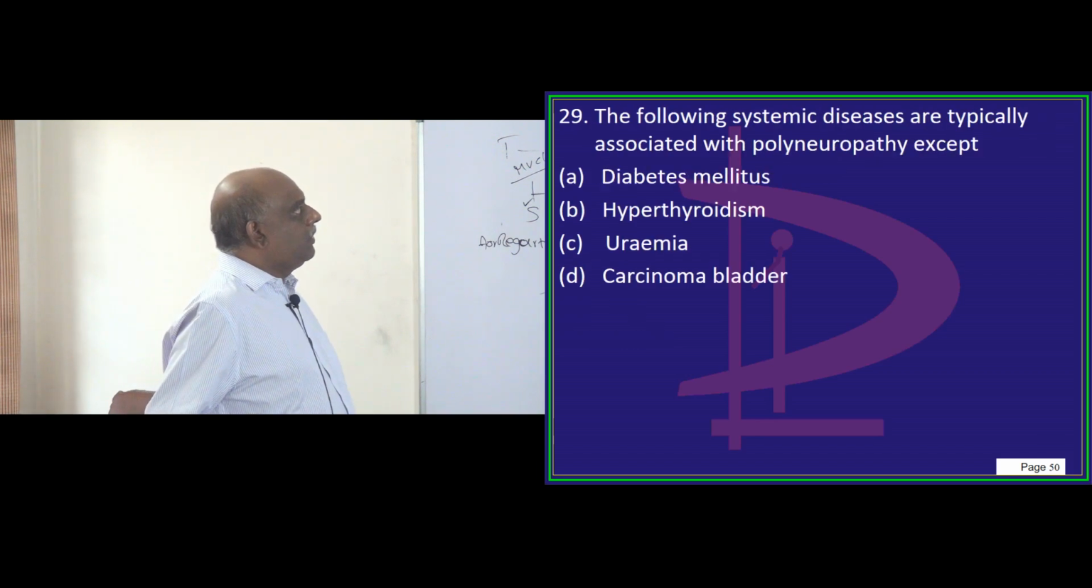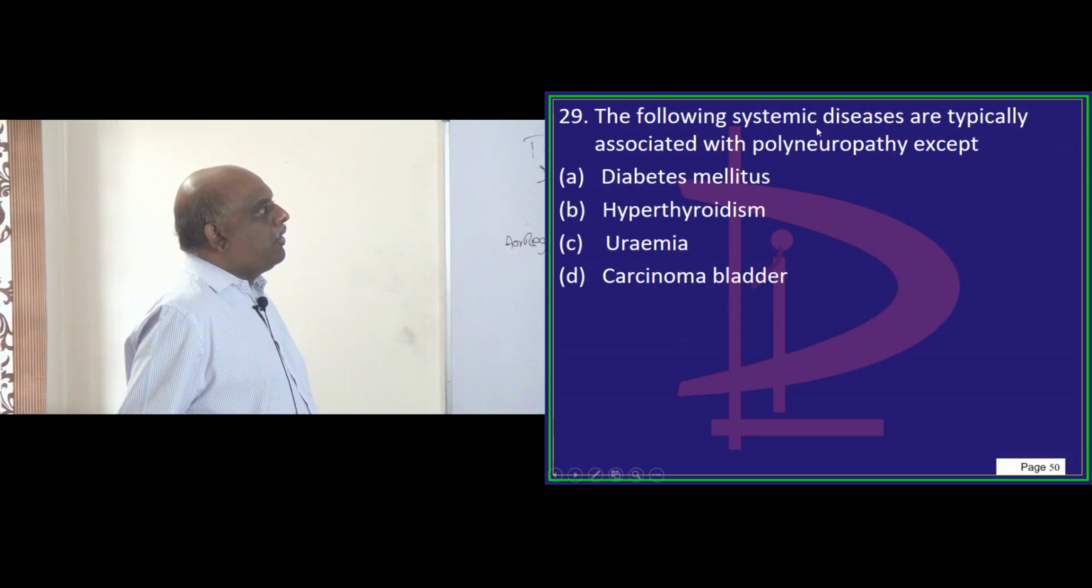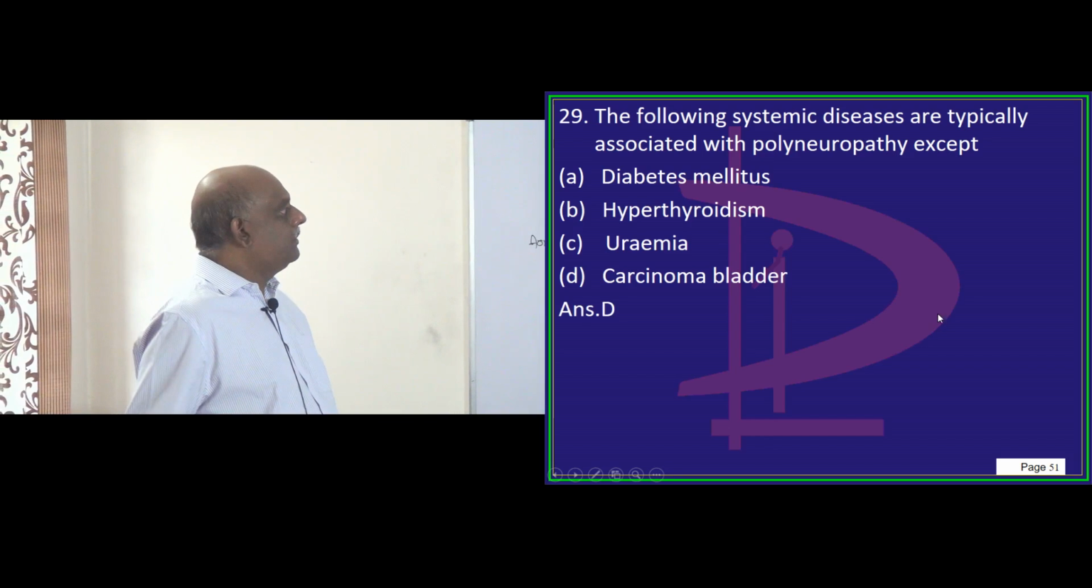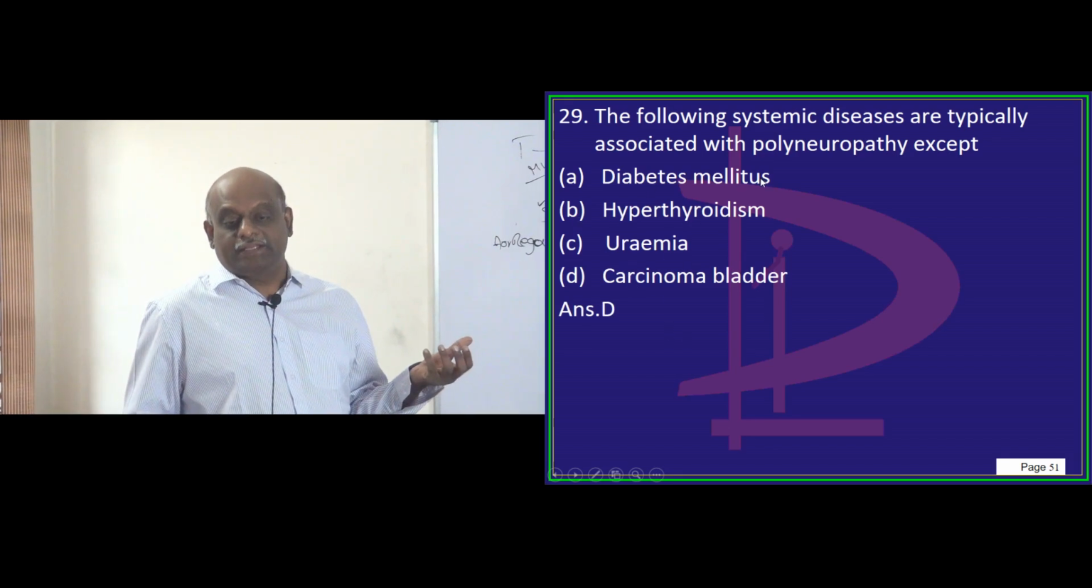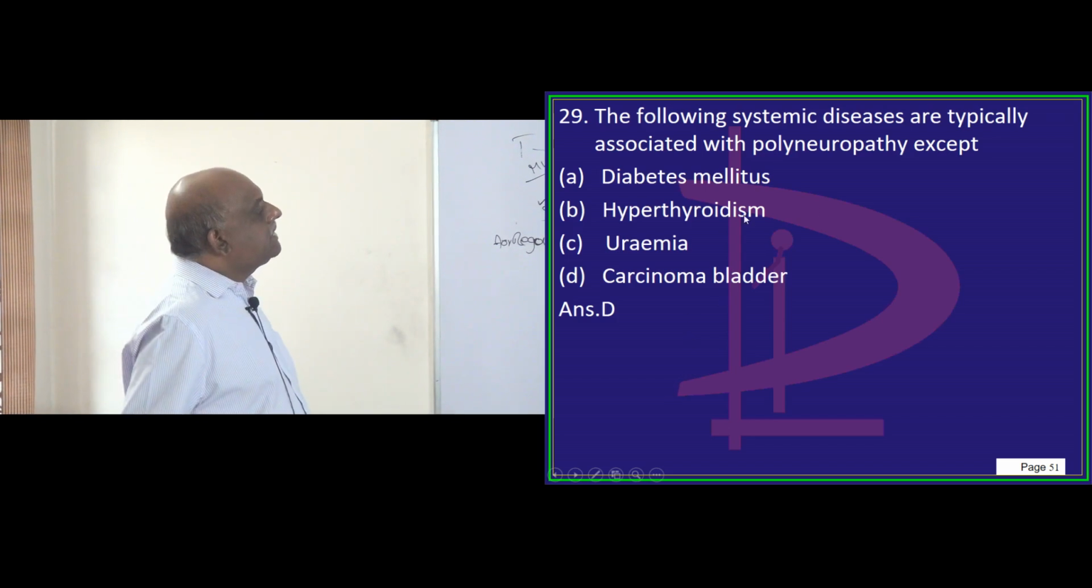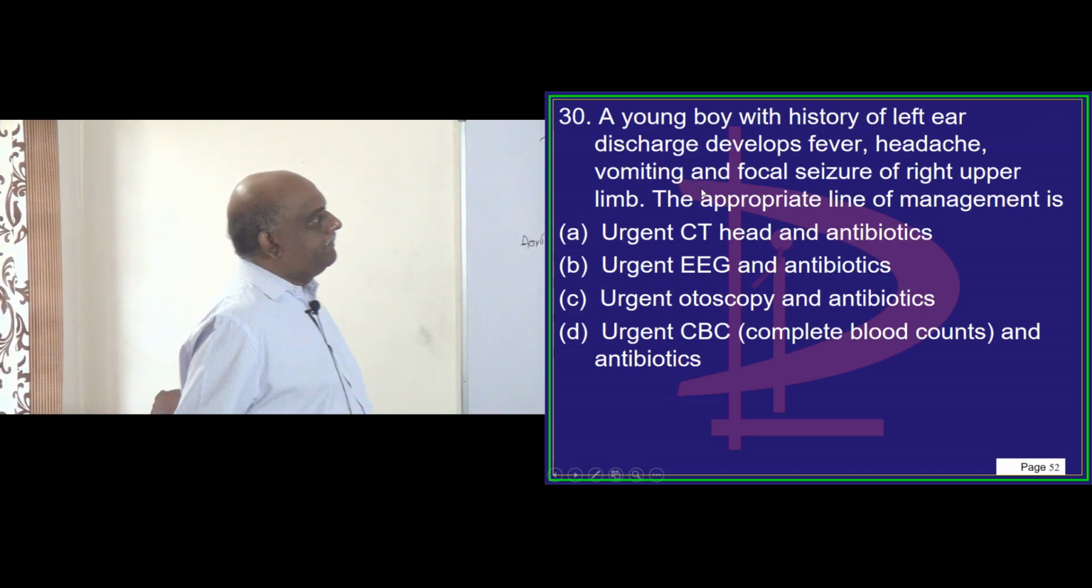Okay. Now, doc. Where does polyneuropathy occur? Uremia, hyperthyroidism, diabetes mellitus. All these are the classical examples of polyneuropathy.